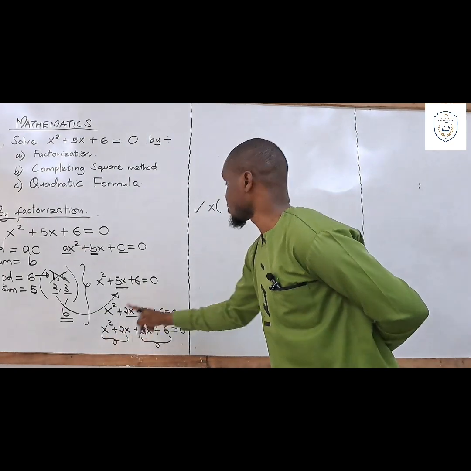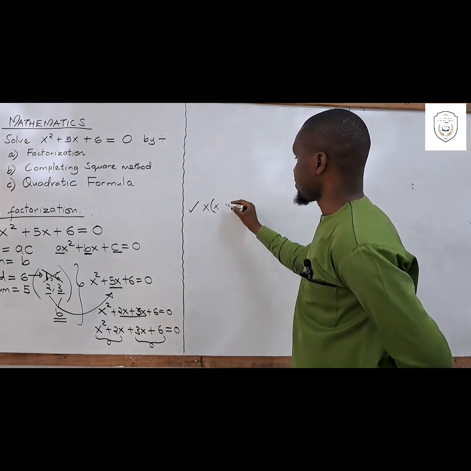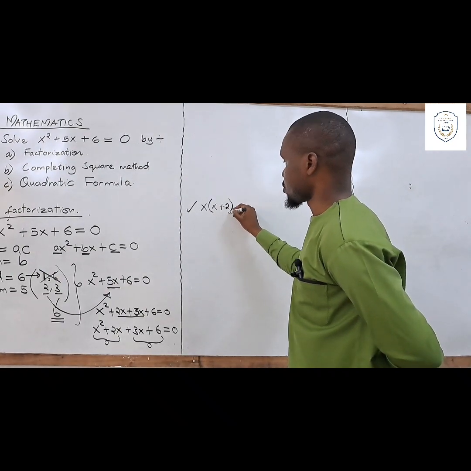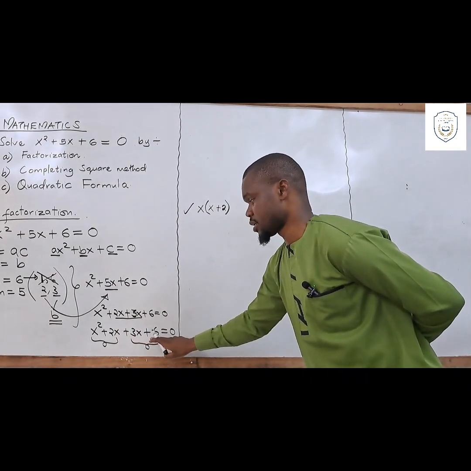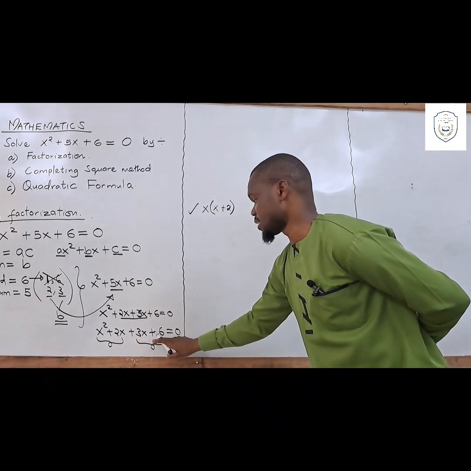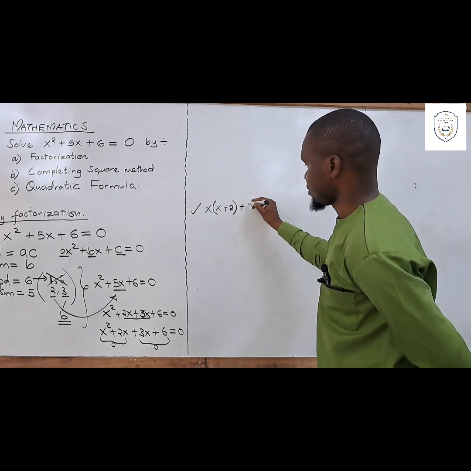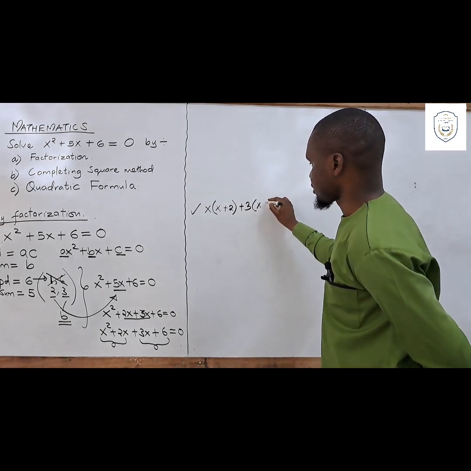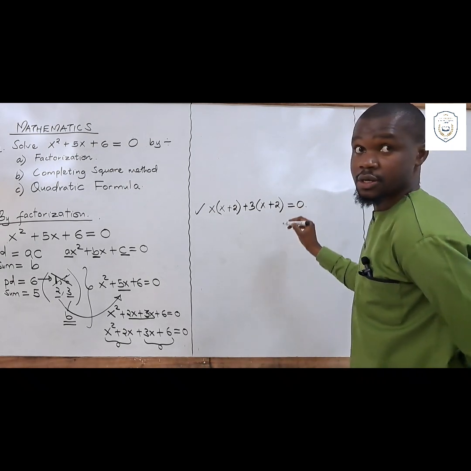Then we take the x squared divided by x, we get x. The positive 2x divided by x, we get a positive 2. That is the first part. In the second part, what is common is 3. There is a 3 in 3x and there is a 3 in 6. And therefore we can say plus 3 into, again, x plus 2. Then we finally equate it to 0.